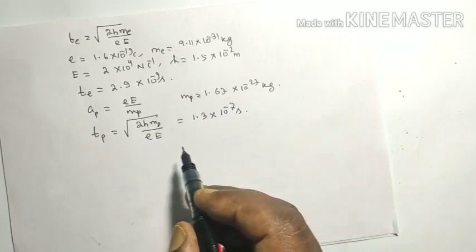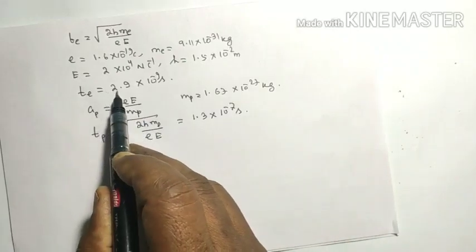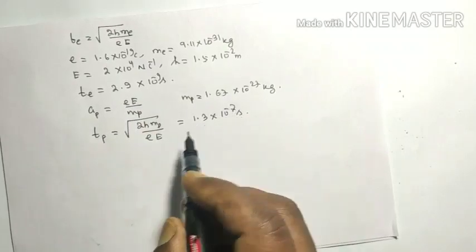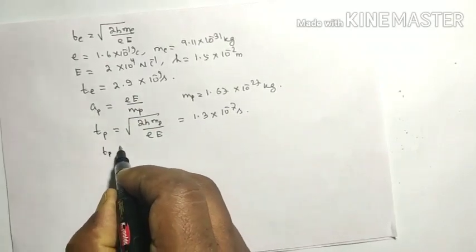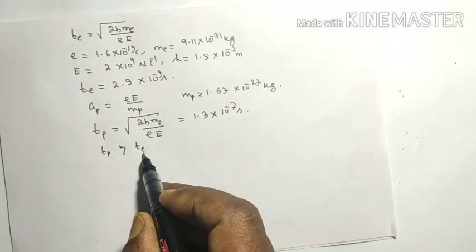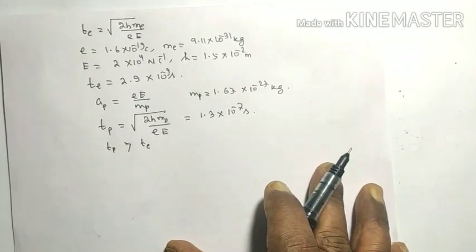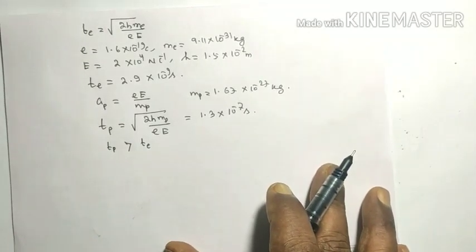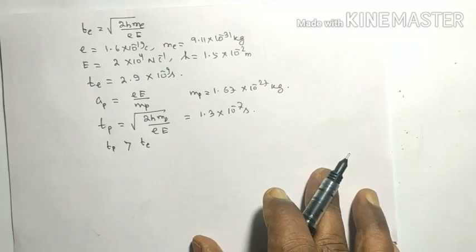So in case of electron, the time taken is 2.9 × 10^-9 second, and for proton 1.3 × 10^-7 second. So here T_p is greater than T_e. That means the proton takes more time than the electron, because the proton is heavier than the electron. So in this case, we neglect gravity.